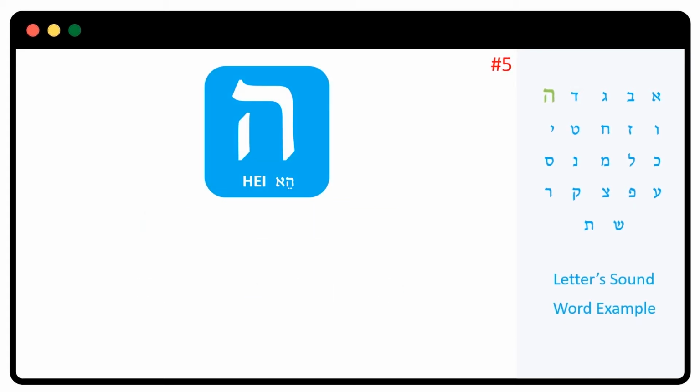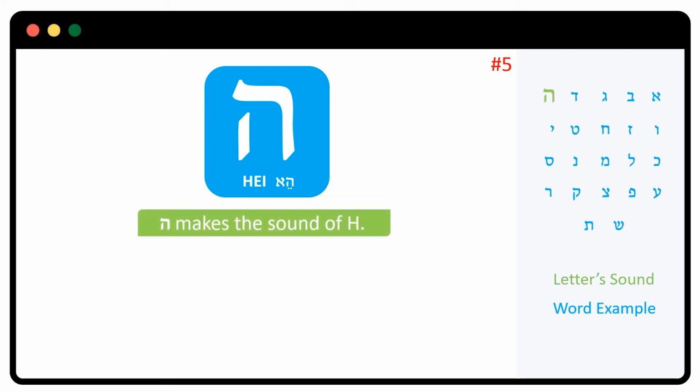Hey. The letter Hey makes the sound of the letter H. Sometimes the letter Hey is silent, but don't worry about that right now. We will discuss that when we learn the letters called the mothers of reading. But for now, let's look at the following word example with the letter Hey. Hippopotam. The word hippopotam starts with the letter Hey. Hippopotam means a hippopotamus.